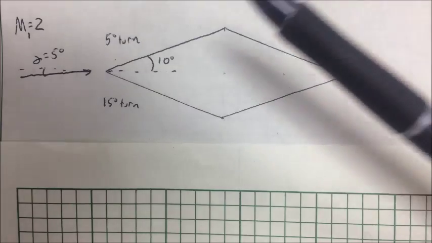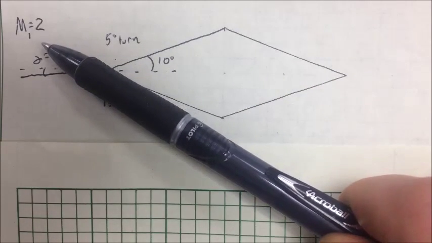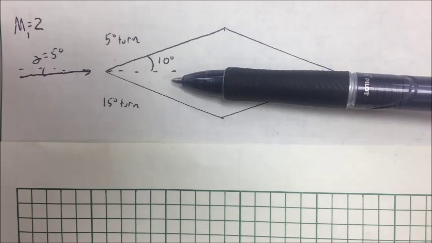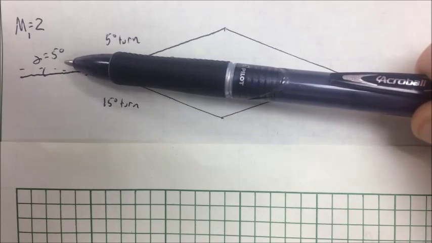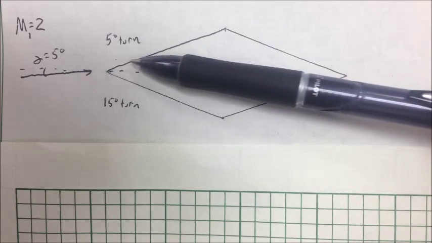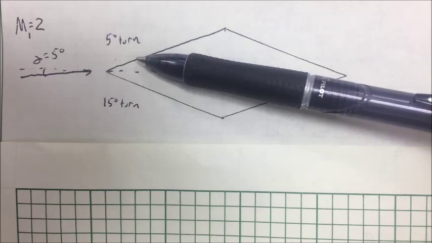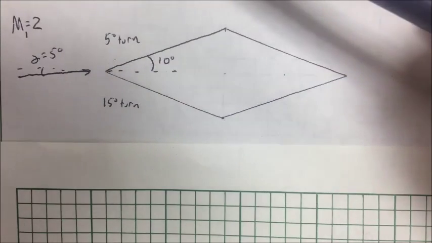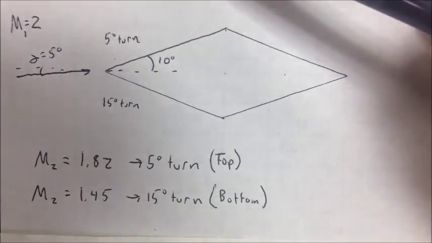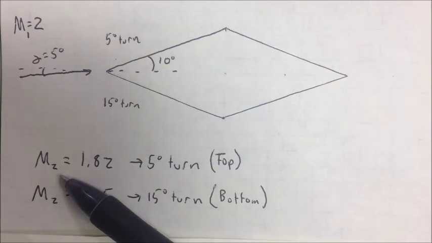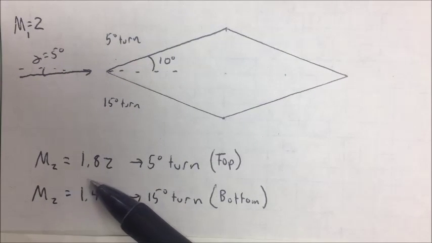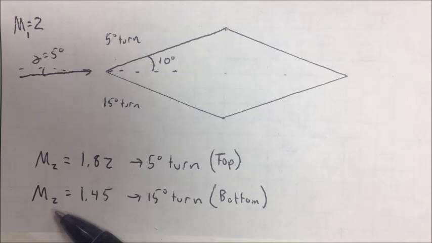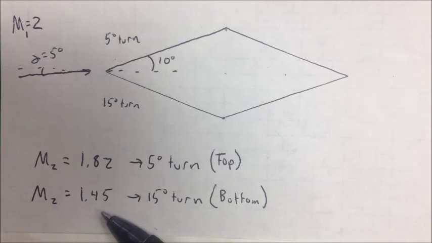The CFD simulation has an upstream Mach number of 2, and a Diamond airfoil that has a 10-degree turn angle on both the top and the bottom of the airfoil. The airfoil is at an angle of attack of 5 degrees, resulting in a 5-degree turn on the top side of the airfoil and a 15-degree turn on the bottom side of the airfoil. Using these numbers in the previous equations, we see that the downstream Mach number on the top side of the airfoil should be around 1.82, and the downstream Mach number on the bottom side of the airfoil should be near 1.45.